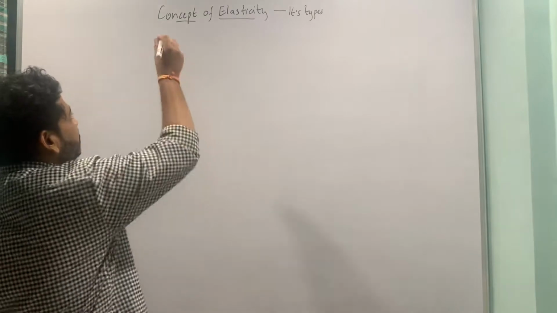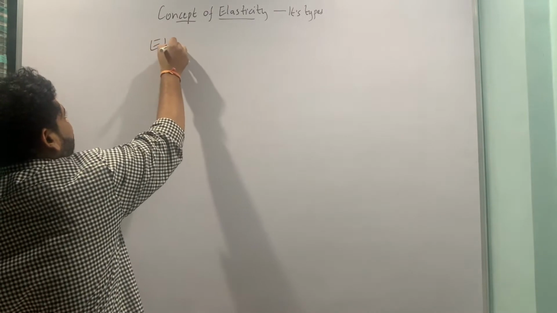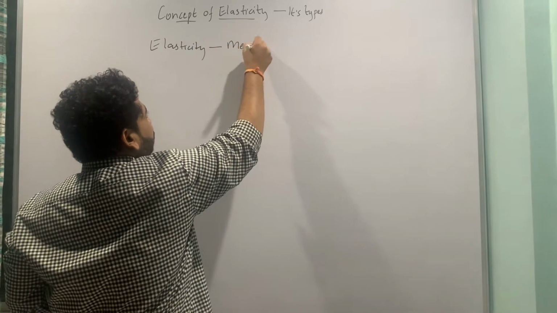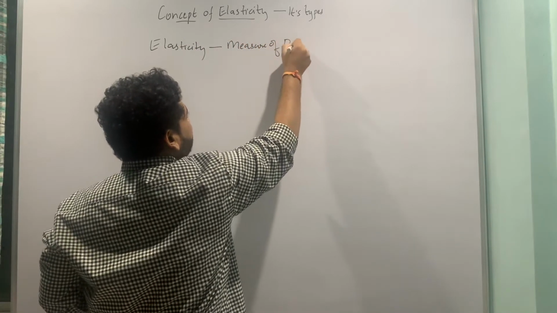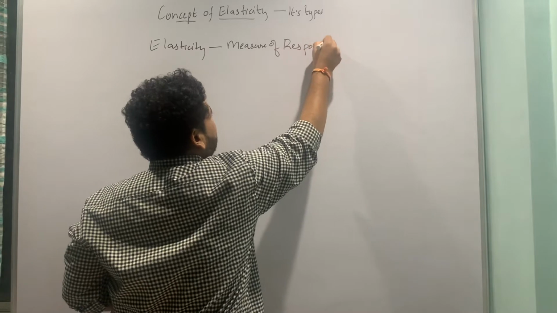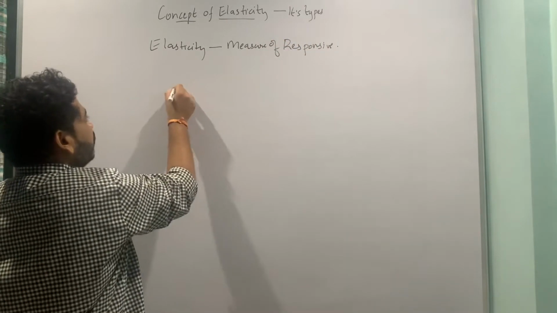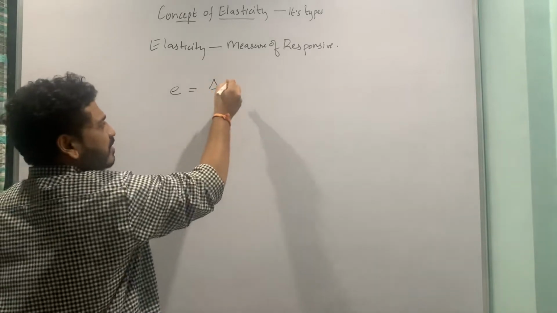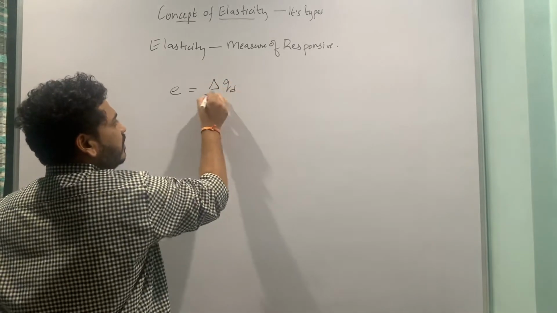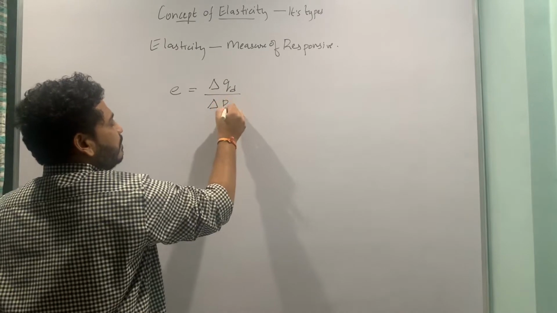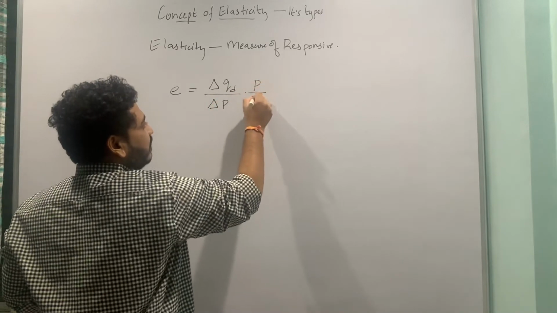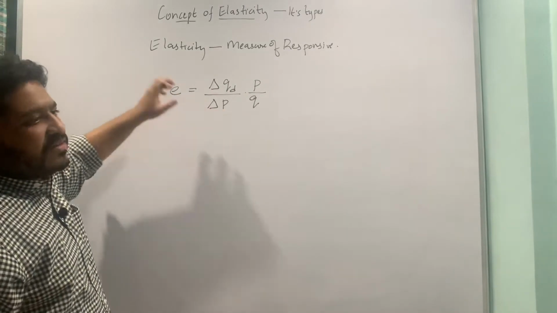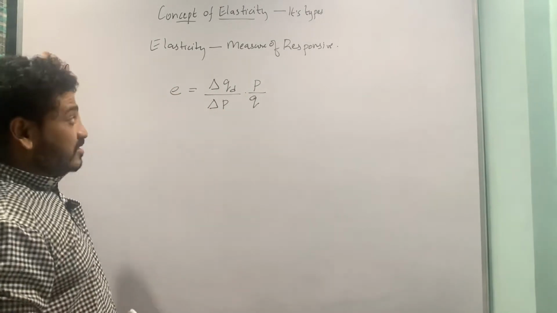I hope you can recollect that elasticity is just a measure of responsiveness. It is denoted by E, which is equal to percentage change in quantity demanded due to percentage change in price, multiplied by the price divided by the quantity. This was the formula which we derived in the previous classes. Please check the description, I have put the link.